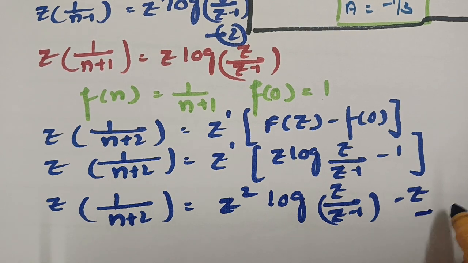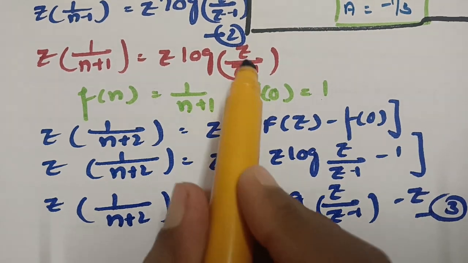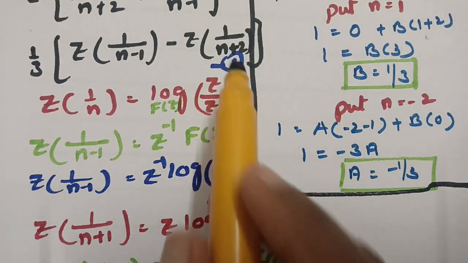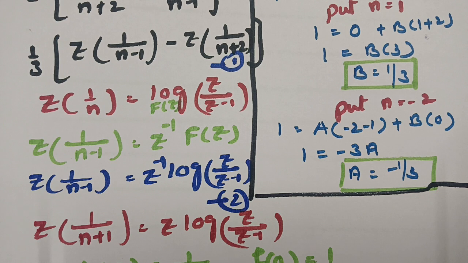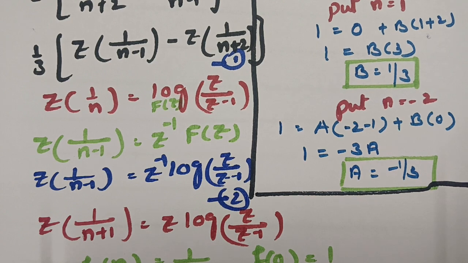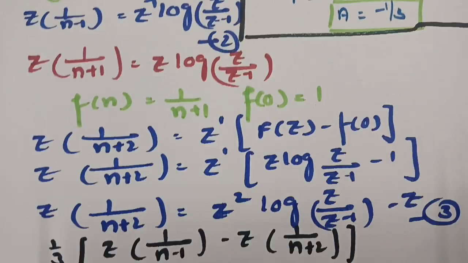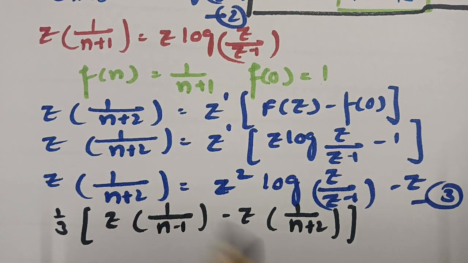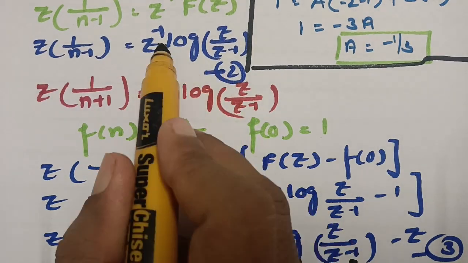Now this value is nothing but 3. So I can substitute the second and third values in this equation 1. So what is this equation 1? Equation 1 is 1 by 3 times the z transform of 1 by n minus 1 minus the z transform of 1 by n plus 2. So in this, I keep the values of the z transform of 1 by n minus 1.